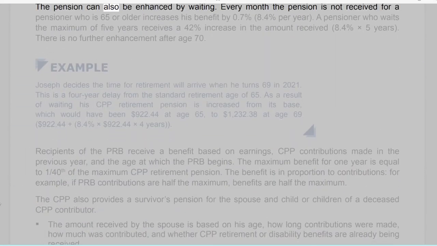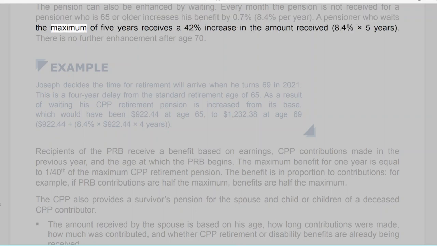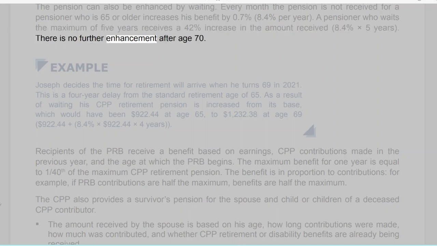The pension can also be enhanced by waiting. Every month the pension is not received for a pensioner who is 65 or older increases his benefit by 0.7%, 8.4% per year. A pensioner who waits the maximum of 5 years receives a 42% increase in the amount received, 8.4% times 5 years. There is no further enhancement after age 70.